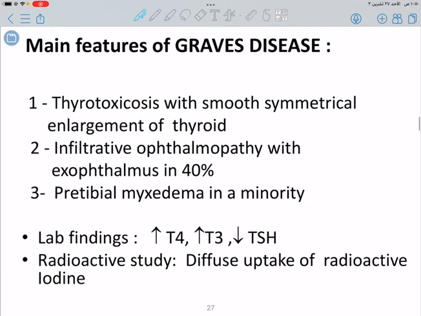Infiltrative ophthalmopathy with exophthalmos in 40% of the cases, and we will talk about why it happens. Pretibial myxedema in a minority. We said we see pretibial myxedema in hypothyroidism and in Graves' disease. Lab findings: increased T4 and T3, and TSH level is decreased, because the pituitary gland reduces the TSH level, but at the same time autoantibodies bind to the TSH receptors and stimulate the cells. Radioactive study shows diffuse uptake of radioactive iodine. We will talk about radioactive studies in the neoplasms and I will show you what it means.